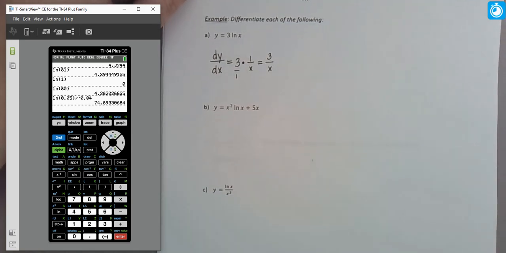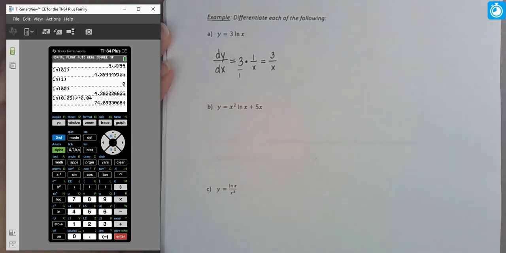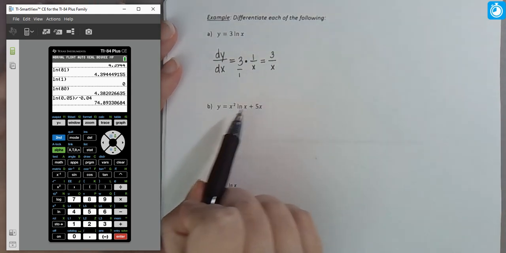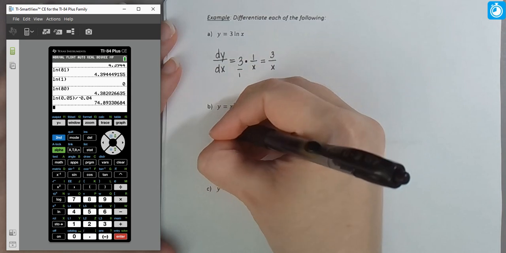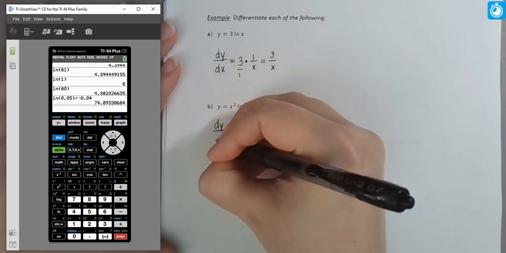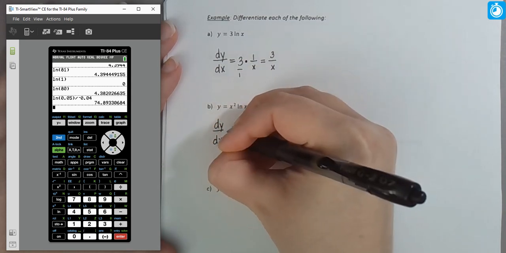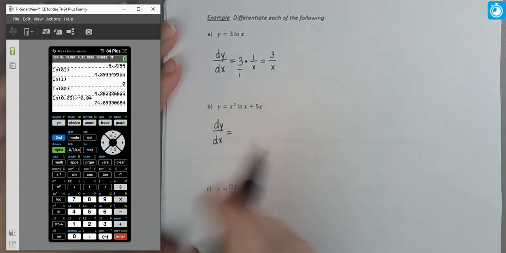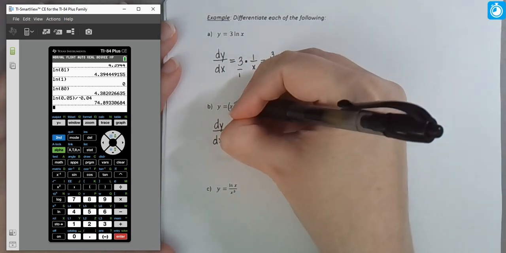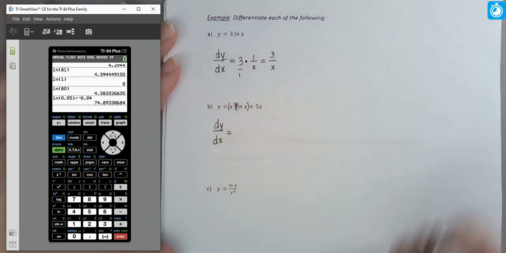Okay, next one. Y is equal to x squared times the natural log of x. So I see a product right there, plus 5x. So what is the derivative of this function with respect to x? For the first term, again, this represents a product, so think of x squared as one function, think of natural log of x as one function. We have to use the product rule here.